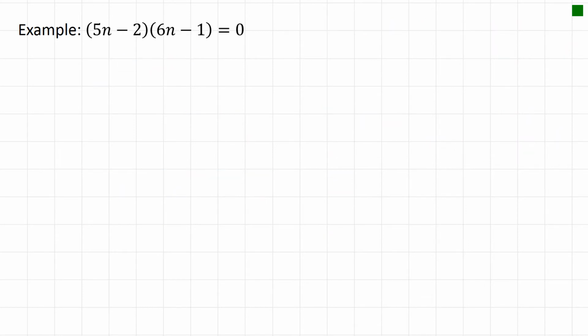And even as those two things that are being multiplied together, if they equal 0, it doesn't matter how complicated they get, the zero product rule still tells us that either 5n minus 2 is equal to 0, or 6n minus 1 equals 0. If either of those two things are true, then when you multiply them together, you get 0.